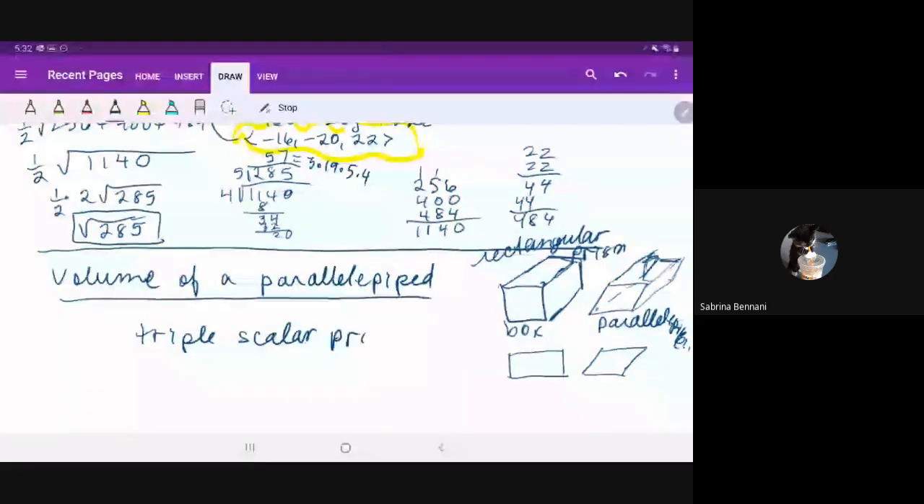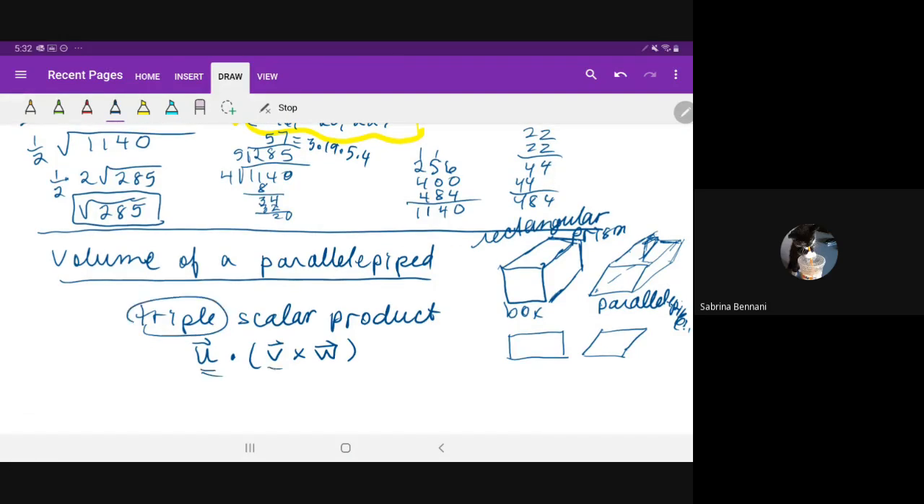It's funny because I just realized why they call it the triple scalar product, which I've never realized before as I'm trying to explain it to you. The triple scalar product is u dot, and then a cross product. I always wondered why they call it a triple scalar product. Triple, because there are three letters, right? Why the word scalar? Scalar is kind of another word for dot. A dot product and a scalar product are the same.